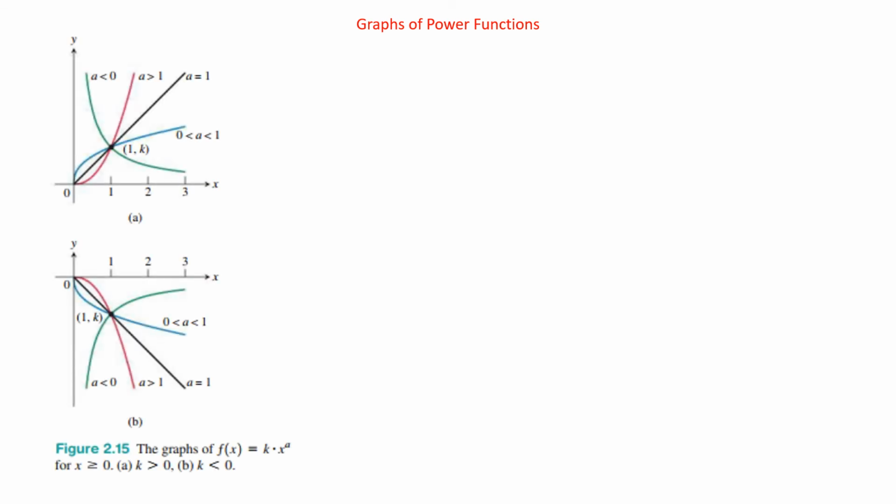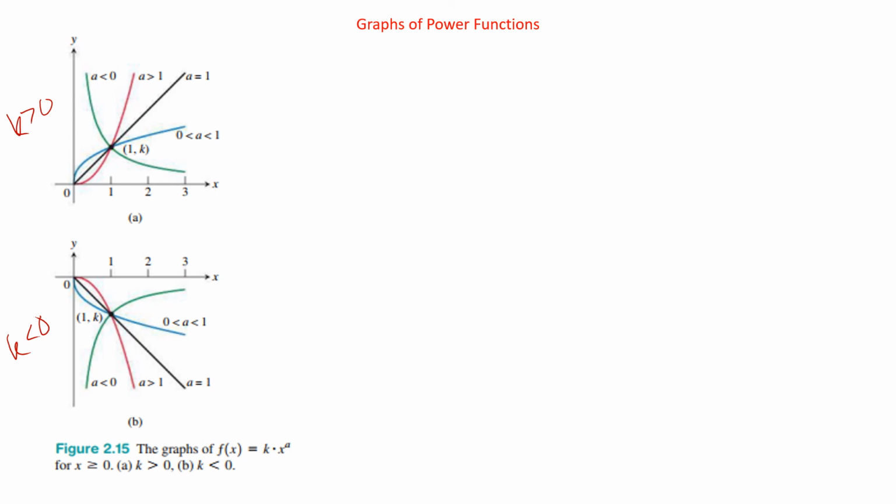Graphs of power functions. We can graph these. They do have some consistencies that we can look at. So if we're looking in the first or fourth quadrants, all the power functions will always look like this. So the top graph is when k is greater than 0. And the bottom graph is when k is less than 0, because that would give us that vertical reflection.